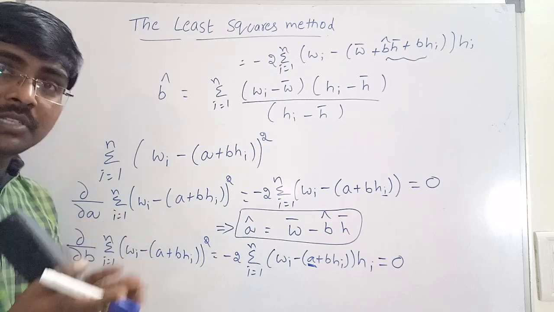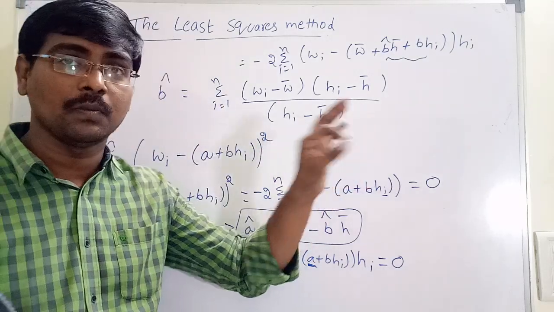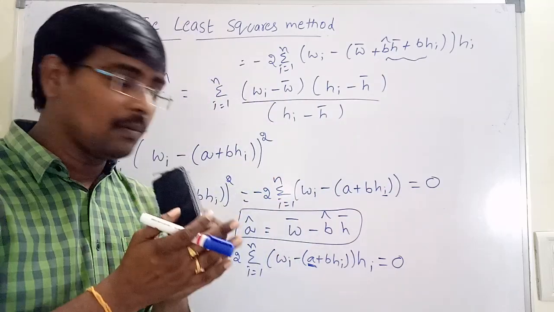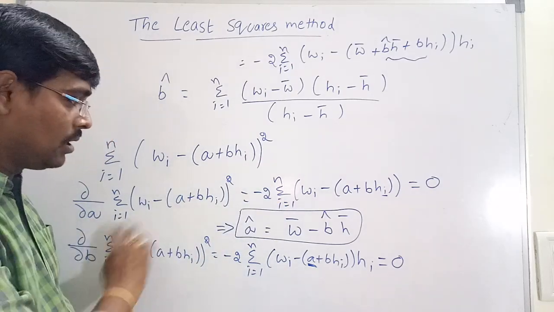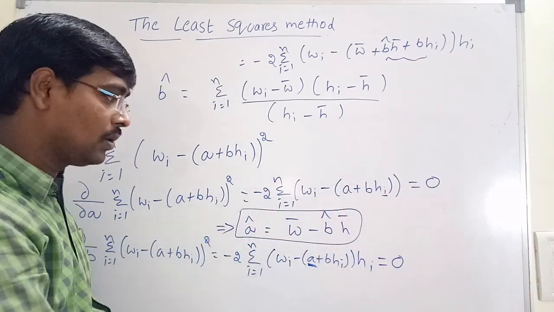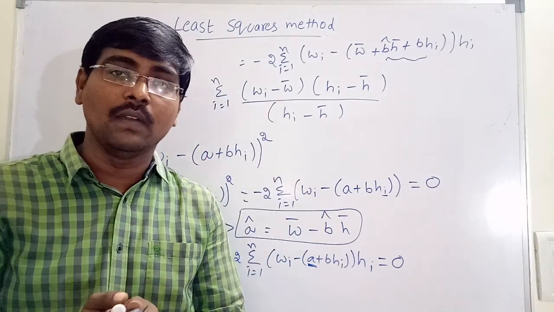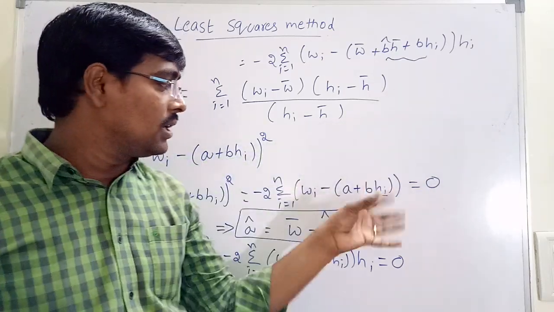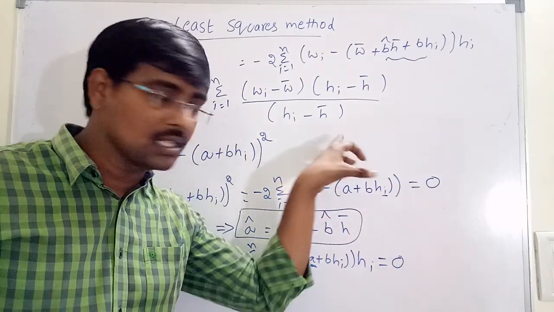Observe, I am simply taking one equation, W is equal to A plus BH. The concept is very simple, a linear equation. To get the solution, I am using partial derivatives with A and with B. In this one, instead of considering the sum of all the values, I am taking the mean value to get the result. We are considering deviations from the mean. This concept is also discussed later.